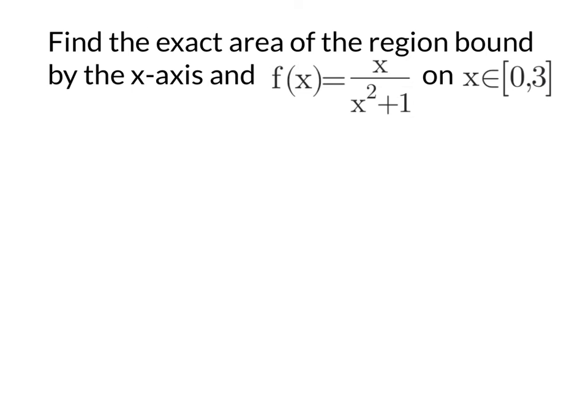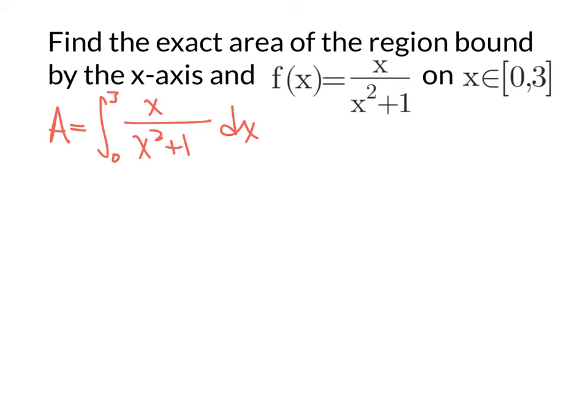Let's kind of stretch ourselves a little bit here. If we want to find the exact area of the region bound by the x-axis and the function f of x equals x over x squared plus 1 on the interval from 0 to 3, well, we're going to have to remember that the exact area is the definite integral from 0 to 3 of x over x squared plus 1.